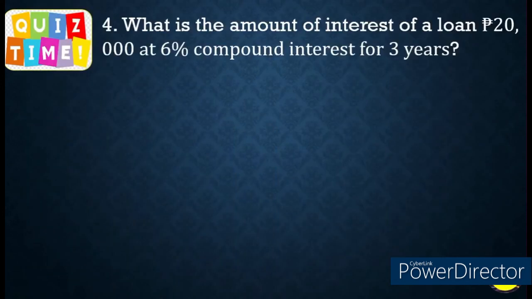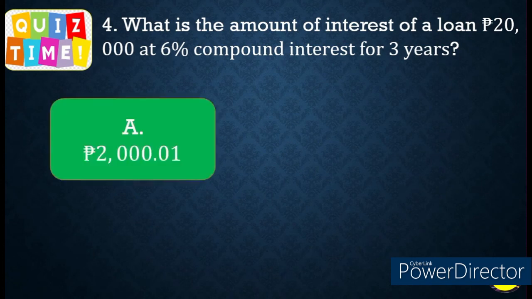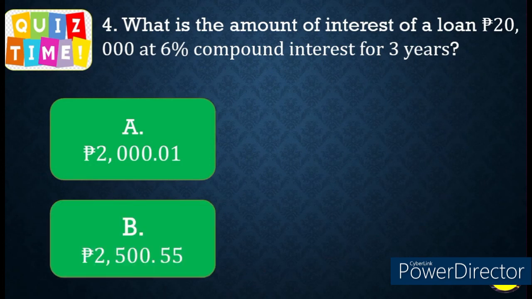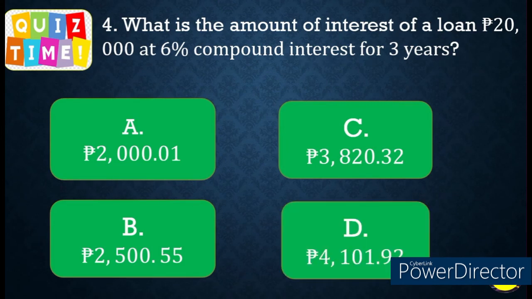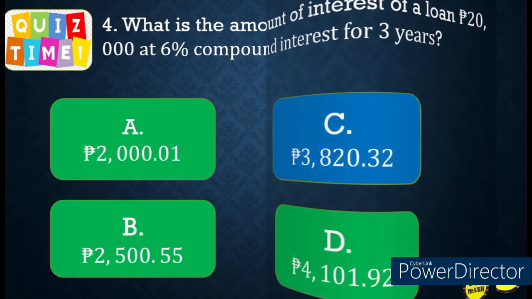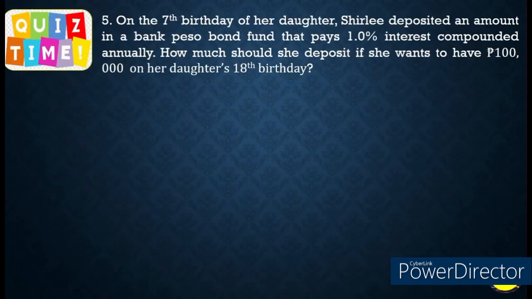Next, number 4. What is the amount of interest of a loan 20,000 at 6% compound interest for 3 years? Letter A, 2,000.01. B, 2,500.55. Letter C, 3,820.32. And letter D, 4,101.92. Okay, so the answer is letter C, 3,820.32.